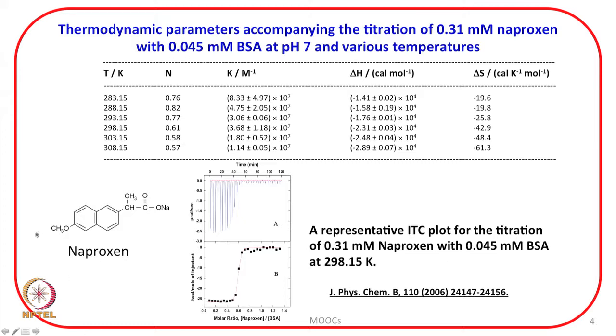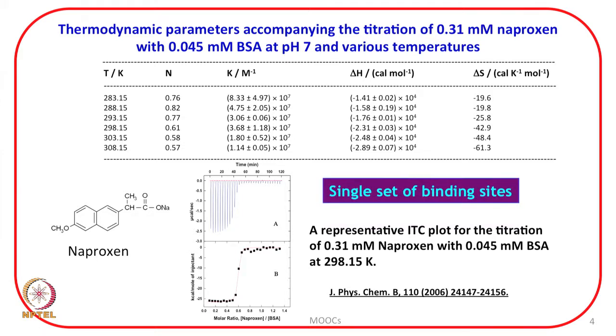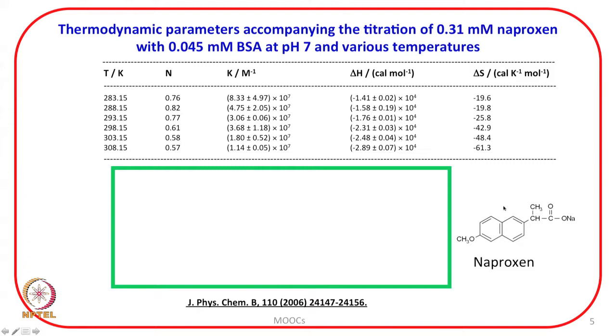Let us keep in mind the molecular structure of naproxen, which will help us in understanding the further discussion. Now, it is important, as I said earlier, to choose a suitable binding model, and the data presented in this table is based upon the fitting of a single set of binding sites model. Now, let us take a look at what kind of observations are made and what kind of conclusions can be drawn.